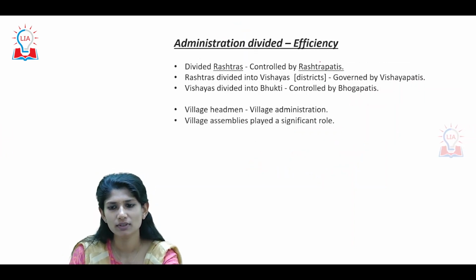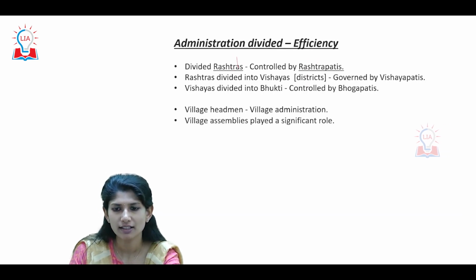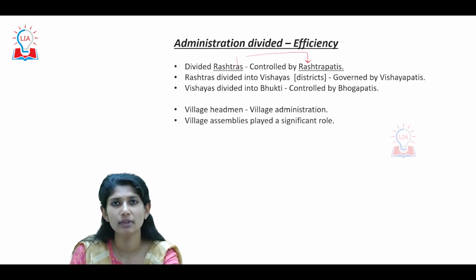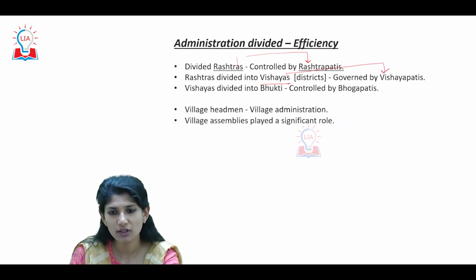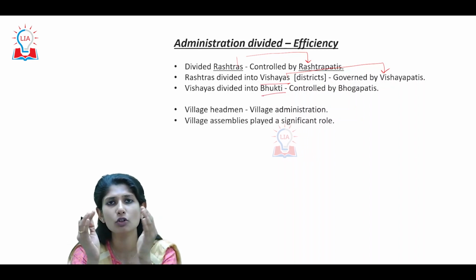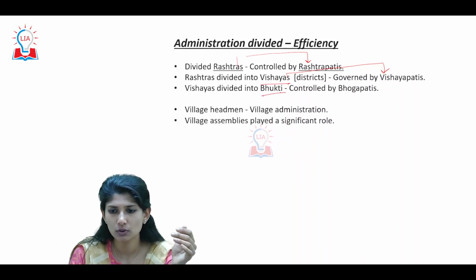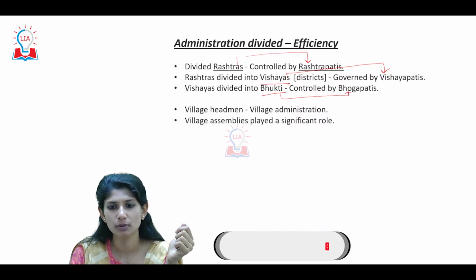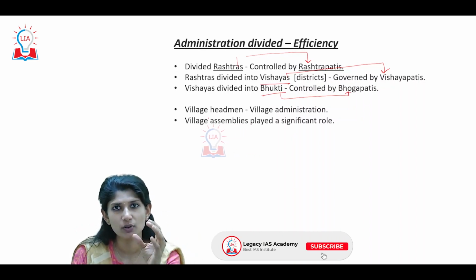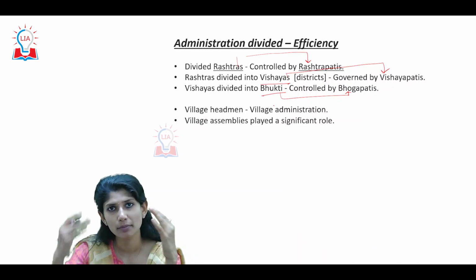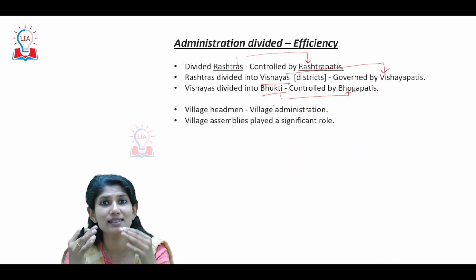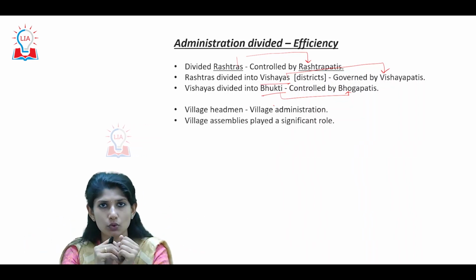The administration was, as we have spoken about. To sum it up, the Rashtras were looked after by Rashtrapati. The Rashtras were further divided into Vishayas, or districts, which were looked after by your Vishayapatis. Now, these districts were further subdivided into Bhuktis, which had a conglomeration of villages. This was looked after by your Bhogapati or Bhupati. Then comes your individual village. The village administration was looked after by the village headman. Below him was the village assembly, where the representatives come from each household. Alright?